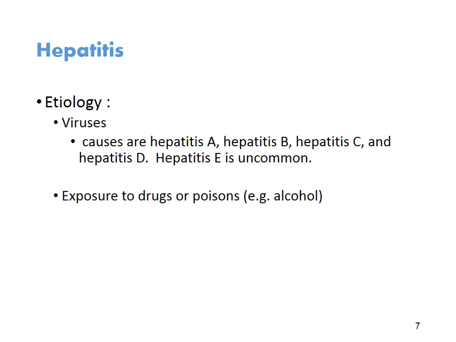The first liver disease that we'll be looking at is hepatitis, which means inflammation of the liver. Hepatitis can be caused by viruses, and there are 5 known hepatitis viruses: hepatitis A, B, C, D, and E. We'll be focusing on hepatitis A, B, and C since hepatitis D and E are not so common. Besides viruses, alcohol and drugs can also cause hepatitis.